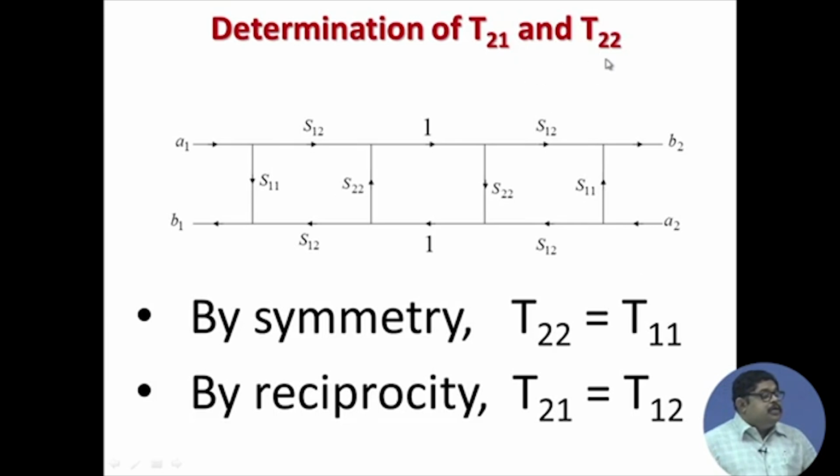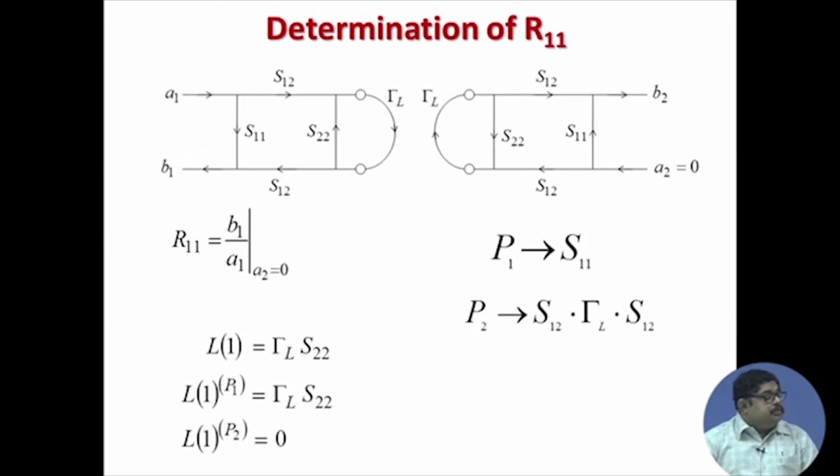Then T21 and T22, you see the signal flow graph. By symmetry we can say that T22 is equal to T11, and by reciprocity, the whole thing is reciprocal. Error boxes we also assume to be reciprocal, obviously the through connection is reciprocal. So, by reciprocity T21 equals T12. So, no extra information is coming from this, but we now know the T matrix completely. That means, when we make the through connection, we know T in terms of these S parameters. Now, the T matrix we can measure.